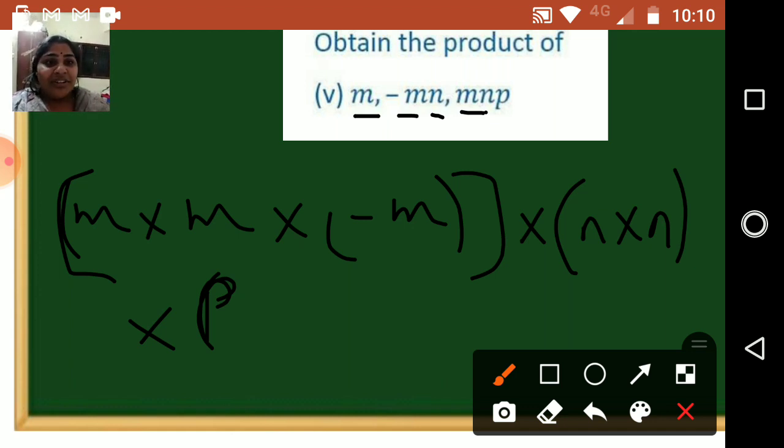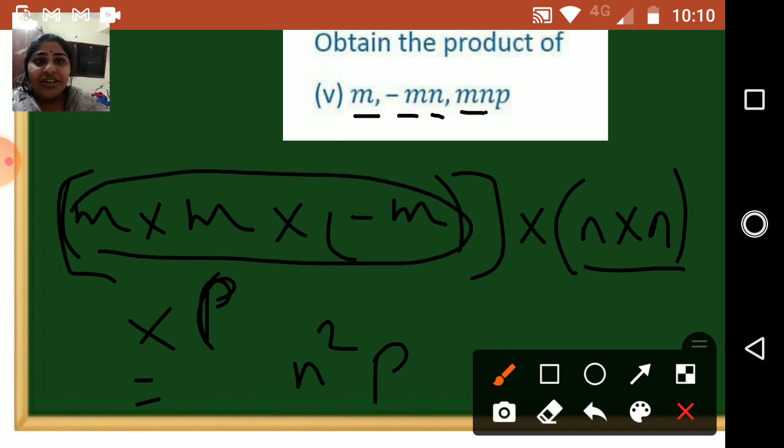Now here you can see children, n into n will be n square, p will be as it is. Now here you have to pay attention, one term is negative. I have already explained odd and even number of terms. So if there are odd number of terms negative, your answer will be negative. So here it is negative m, and how many are there? 1 plus 1 plus 1, that is 3. So it will be negative m cube n square p.